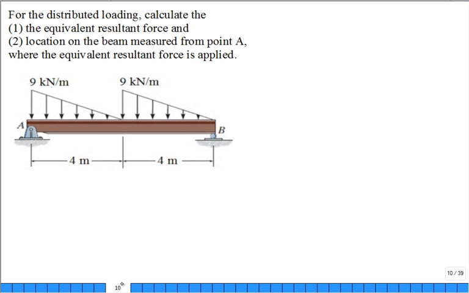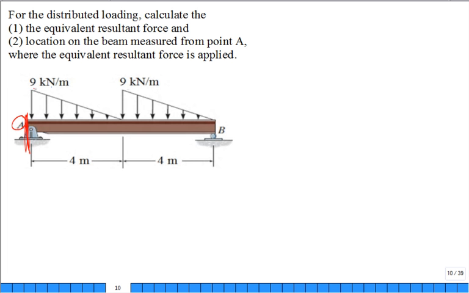For the distributed loading, calculate the equivalent resultant force and the location on the beam measured from point A. Where's point A? Right here. Measured from point A where the equivalent resultant force needs to be applied. To do what? To simplify this force system which has two distributed loads. They're triangular shaped, they have a triangular profile for that distributed load.